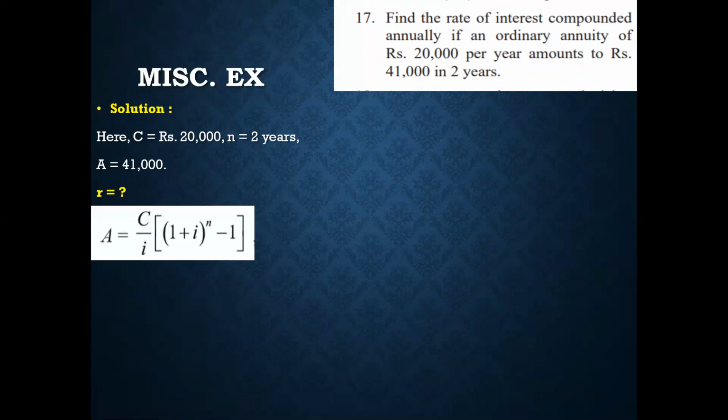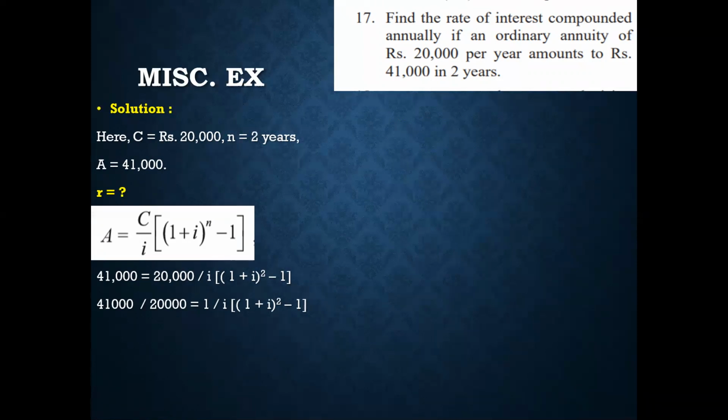You're using the same formula again for immediate annuity accumulated value. This is how I've substituted the value. We have already done a similar kind of sum in the exercise as well. So 41,000, I have taken 20,000 there and divided by 20,000. So I'm left with 1 upon i over here. And this bracket represents a plus b the whole square. So what is the formula of a plus b the whole square? a square plus 2ab plus b square. So I've written the formula for you all like this. a square, that is 1 square, plus 2 into 1 into i plus i square.